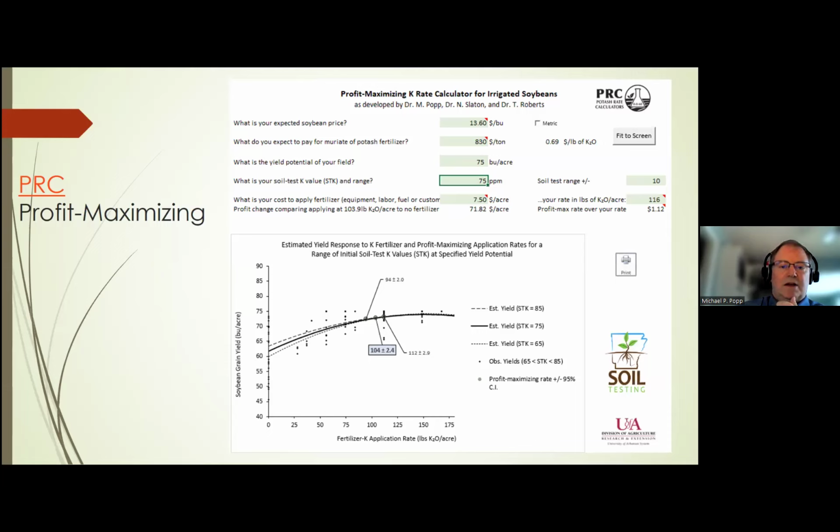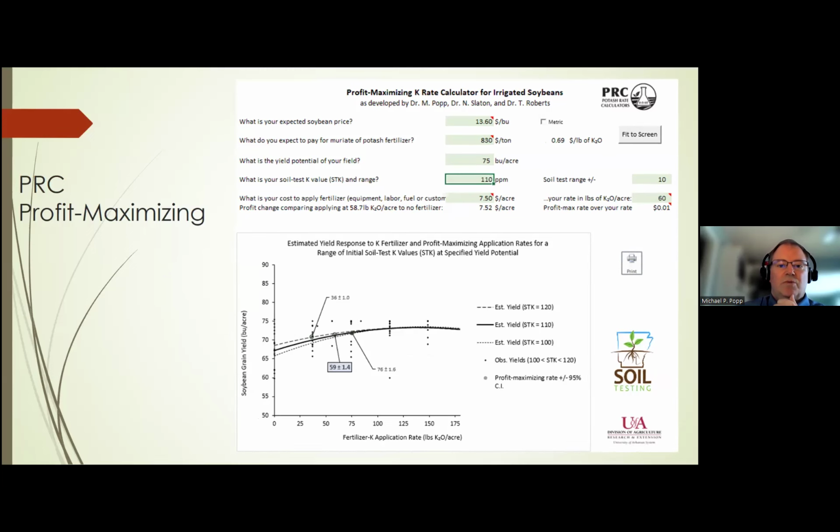On the next slide, I show a situation where the initial soil test K is 110 parts per million. You see the curve is much flatter. If the curve is much flatter, the slope drops off faster, and that means you put on less fertilizer based on just STK, with the same yield target, same price, and same cost. As I already alluded to, I hope that's all clear. Any questions so far?